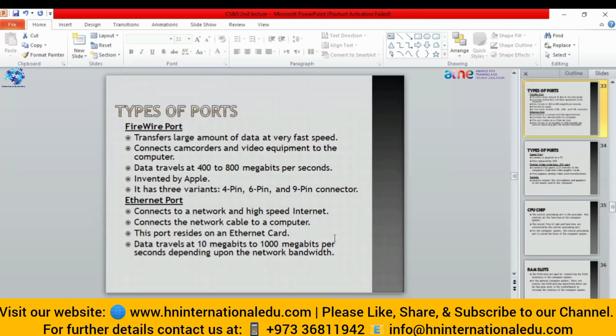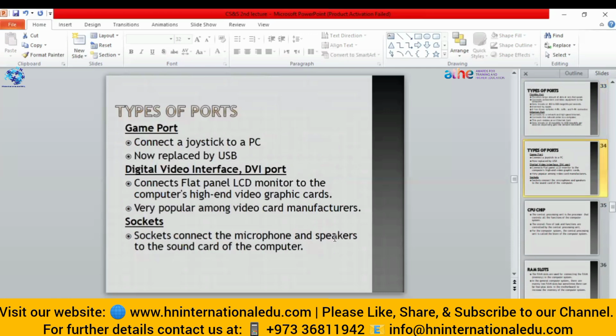The Ethernet port is one to which we can connect an Ethernet cable, which nowadays we are using for the connection of the internet. It connects to the network and high-speed internet, connecting the network cable to the computer. This port resides on an Ethernet card. Data travels at 10 megabits to 100 megabits per second. Now the game ports are used to join the joystick with the PC, but nowadays we are using the USB port. Most of the ports are replaced by the USB ports.